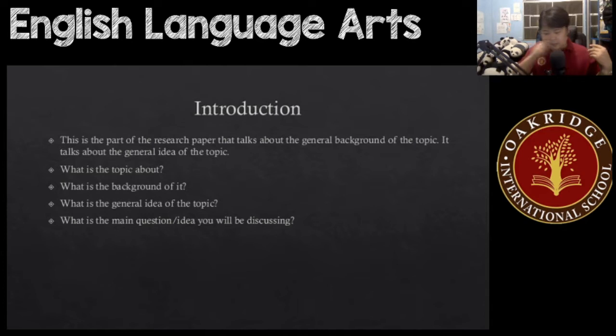Okay, so you could ask questions like, what is the topic about? What is the background of it? What is the general idea of the topic? What is the main question or idea you will be discussing? Stuff like that. Give a general idea of it. Okay, that's your introduction. So for example, you're talking about pandas. Give a background about it. What are pandas? Pandas are mammals. Okay, they are bears. They are usually found in China. Stuff like that. Give details about it. That's your introduction. Talk about your main idea, the general topic.